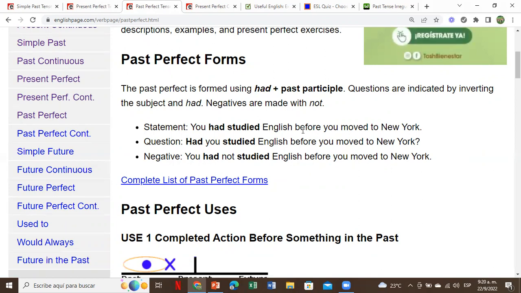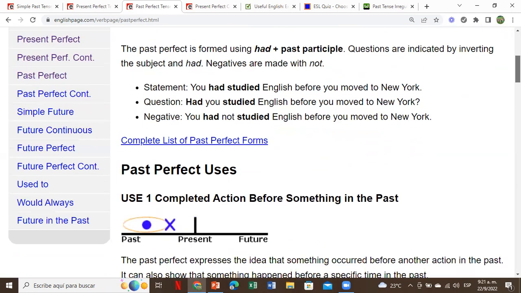You had studied English before you moved to New York. Question. Had you studied English before you moved to New York? And be careful, y quiero que me preste atención y lo voy a decir en español para que me entienda súper bien. A diferencia de cuando yo digo, I didn't study, yo no estudié, y el verbo estudiar, please, de verdad, trate de seguirme en lo que voy a explicar ahorita.